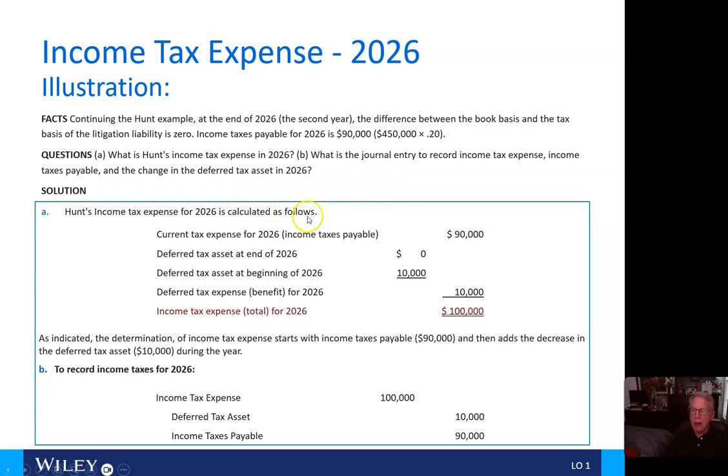So as we look at that, Hunt's income tax expense will be calculated by taking the $90,000 current tax expense, the income taxes payable, plus the deferred tax expense benefit for 2026, resulting in income tax expense total for 2026. And as indicated, the determination of the income tax expense starts with income taxes payable, $90,000, and adds the decrease in the deferred tax asset during the year.